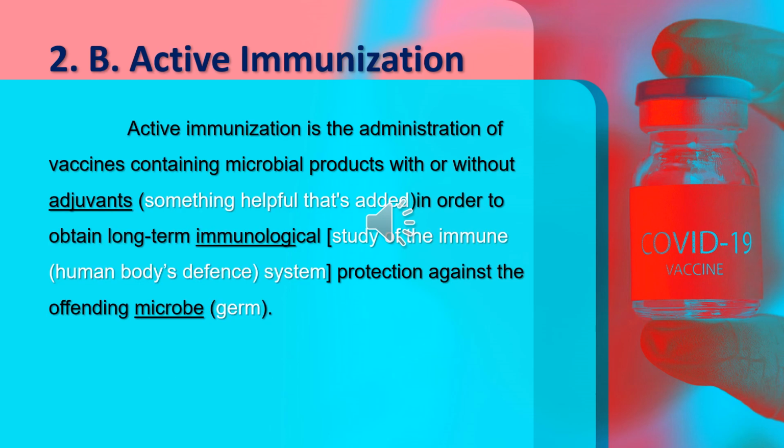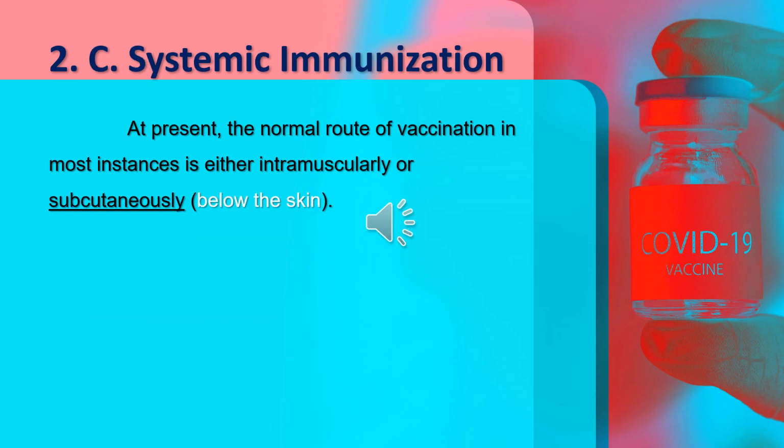The second type of immunization is active immunization. Active immunization is the administration of vaccines containing microbial products, with or without adjuvants, in order to obtain long-term immunological protection against the offending microbe. The third one among the immunization types is systemic immunization. At present, the normal route of vaccination in most instances is either intramuscular or subcutaneous.